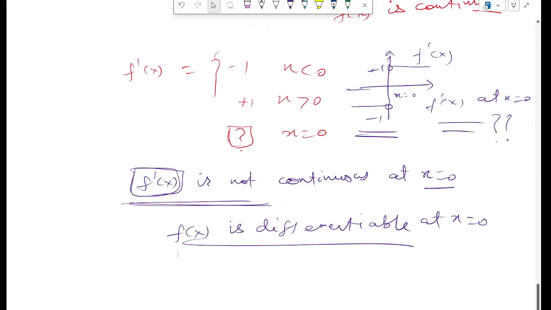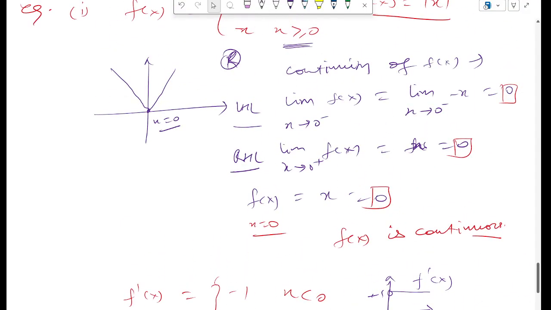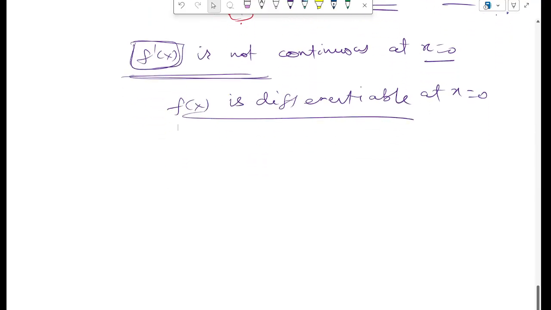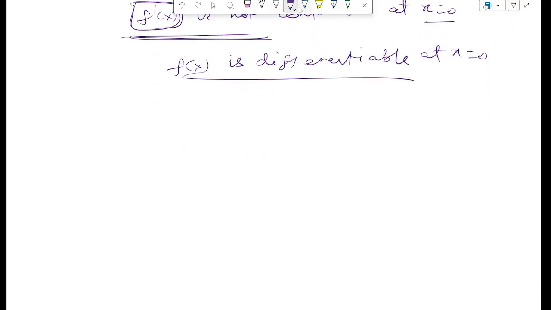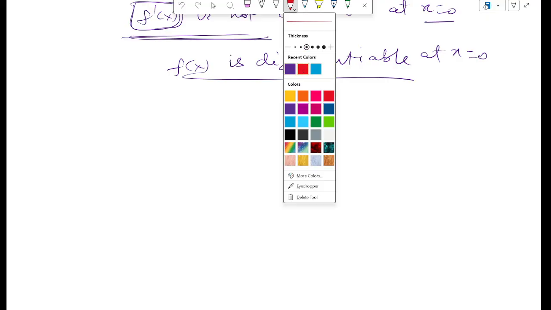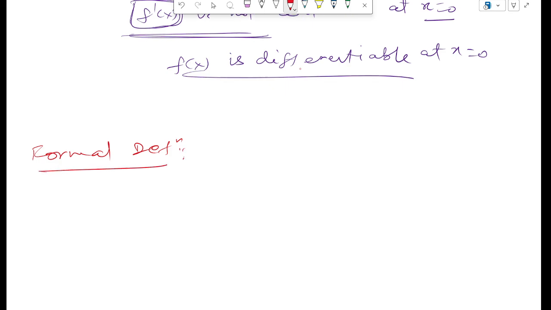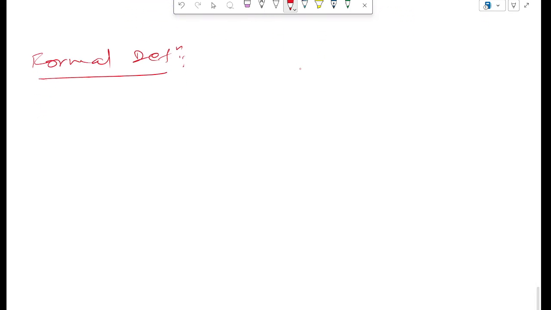But there is a separate formal definition also for calculating differentiability, just like we have the 3-step test for continuity. Let's check that formula now, the formal definition. Let's talk about that. What is the formal definition? How do we mathematically prove differentiability of a function explicitly? We do it like this.